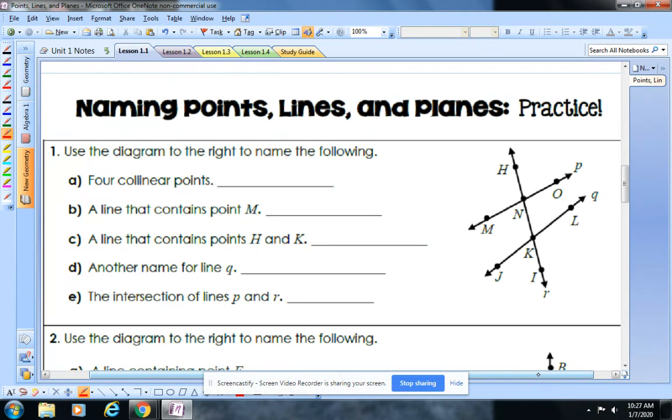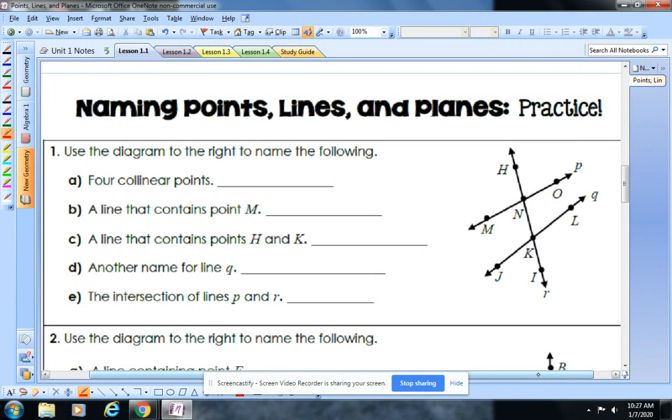So, number one. Notice that this number one, these A, B, C, D, and E all go for this figure. Y'all see that? So, all of these questions go for this figure right here. It looks like we have how many lines on here? 3 lines, and there's a bunch of points, right? Okay. So, first thing it wants us to do is name 4 collinear points.